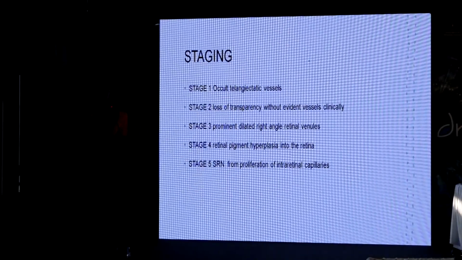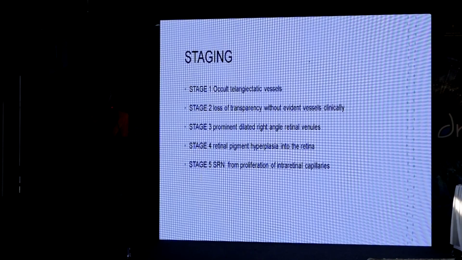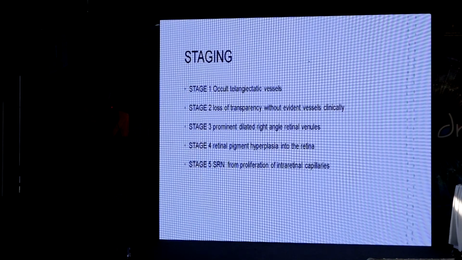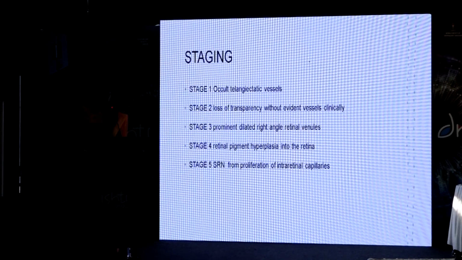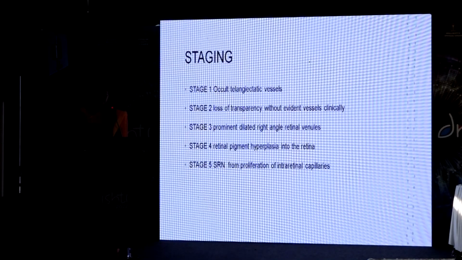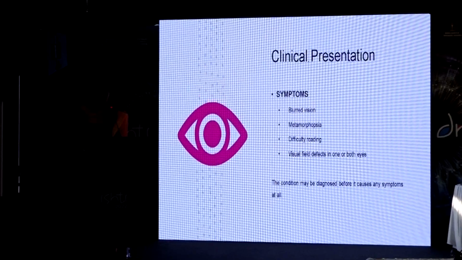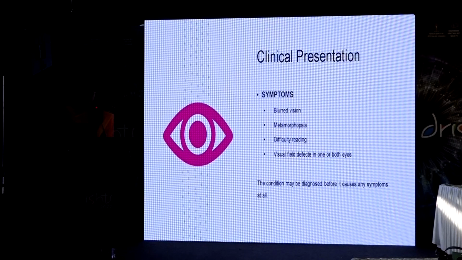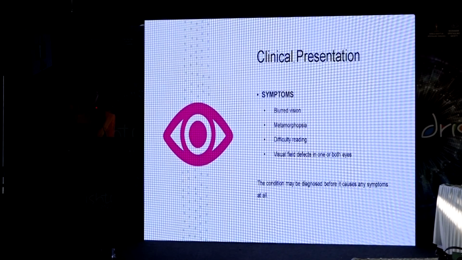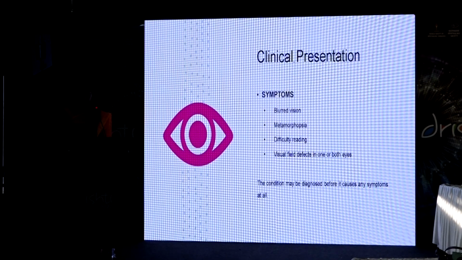In stage 3 there is a prominent dilated right angle retinal venule. In stage 4 there is retinal pigment hyperplasia into the retina, and in stage 5 there is subretinal neovascularization from proliferation of the intraretinal capillaries, which then proceed downwards. Now symptoms: blurred vision, metamorphopsia, difficulty in reading. Many of the patients will complain that some of the letters are missing in the words that they are seeing. That is a very common complaint. And sometimes you may diagnose it before it actually causes any symptoms at all.